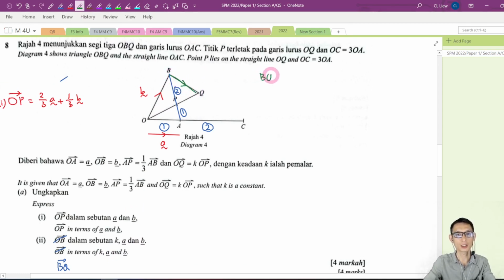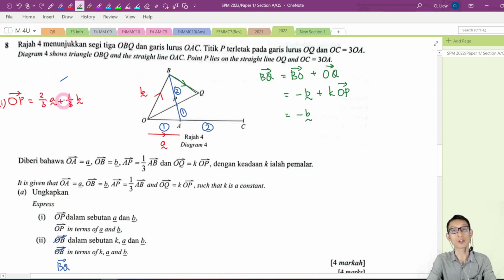So BQ is equal to BO plus OQ. Now BO, you look at the diagram. B going this way, BO going this way. Therefore, we need to add a negative sign. Plus OQ. And given by the question, OQ is equal to KOP. So I'm going to change the OQ to KOP. And do we have OP? Yes, we got it just now, which is 2 over 3A plus 1 over 3B. The K I just copy.